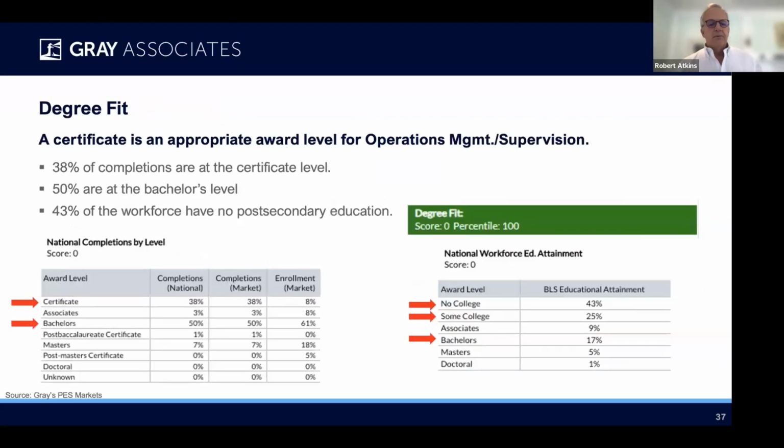Degree fit, a very odd program for degree fit. You can see we've got 38% of folks here have a certificate, 50% have a bachelor's degree. Then we look over at what people have that are actually in the workforce. We see 43% of the people don't have any college degree, 25% have some college but didn't finish. So it's very possible to go out and work and move up through the ranks in this particular field. For those who have a degree, it's most likely a bachelor's degree, and to a lesser extent, potentially an associate's degree with 9%. So the value of a degree in this field is a bit questionable. It's not that you can't have a bachelor's in it, but a lot of people in the field don't.